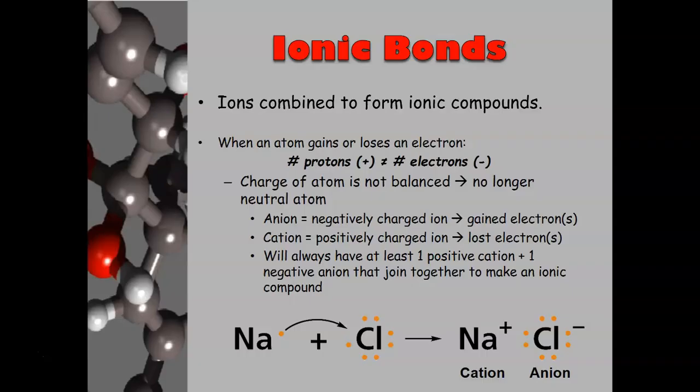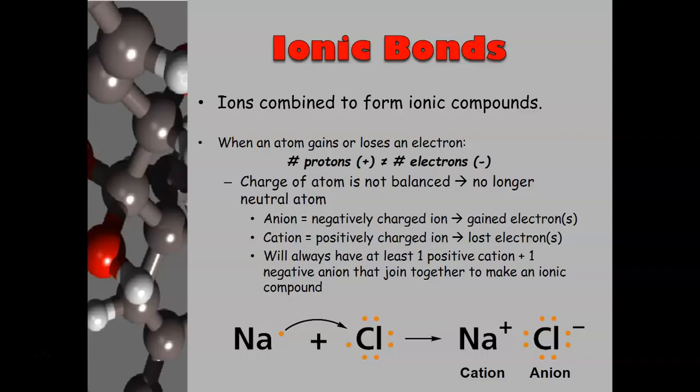So anytime that you've got the number of protons and the number of electrons not being equal to each other, there's no longer that charge balance, they're no longer neutral atoms, and as a result I've created either a positively charged ion or a negatively charged one, depending on what happens.